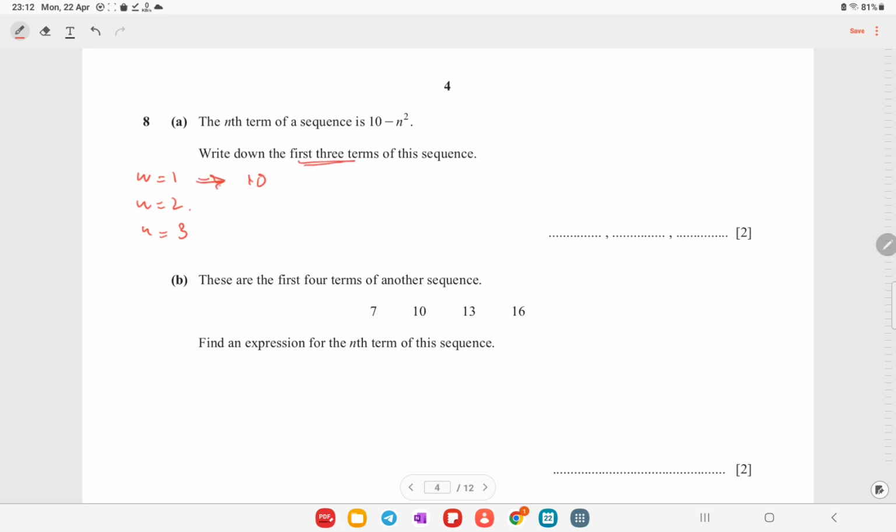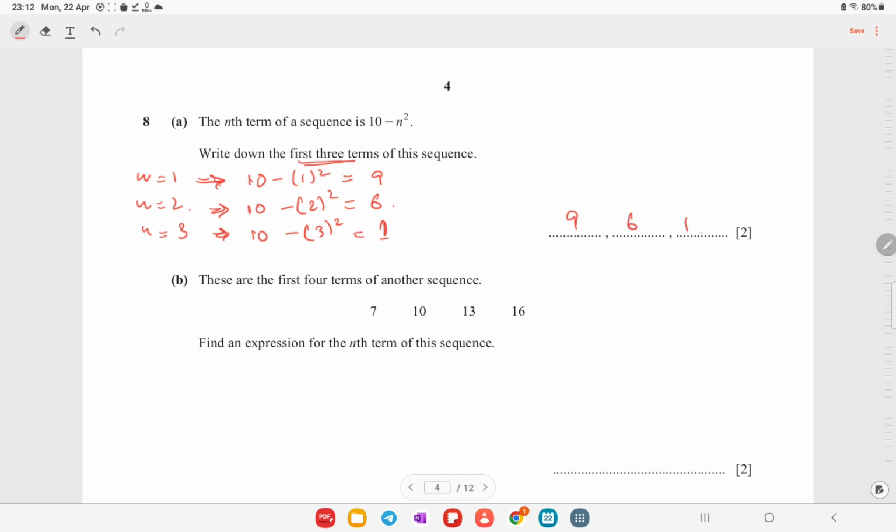That is going to be 10 minus 1 squared, which equals 9. Then it's going to be 10 minus 2 squared. This is going to be 10 minus 4, which is 6. And then the last is going to be 10 minus 3 squared, which is going to be 1. So you have to write 9, 6, 1. These are the three terms.